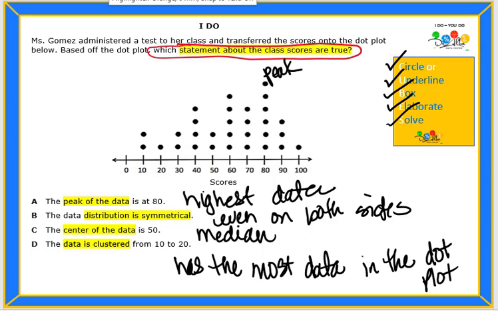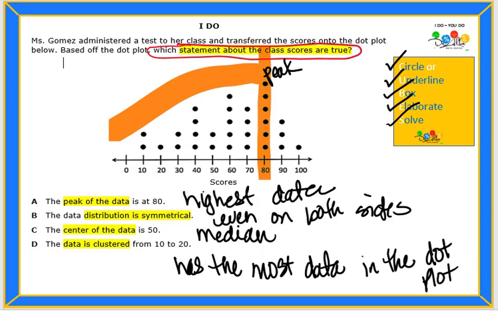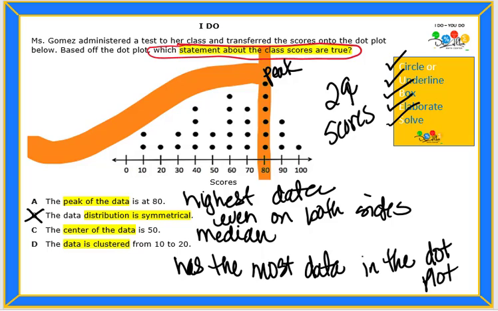So from the highest data, which is your peak, your data curves to the left. So B, it is not symmetrical. The center of the data is 50. We have 29 scores. Half of 29 would be between 14 or 15, around this section. So the center is not 50.